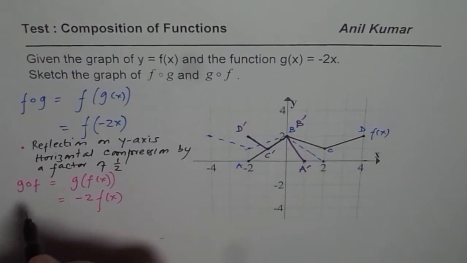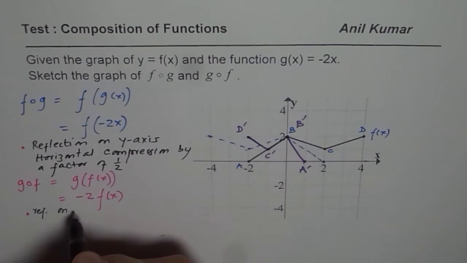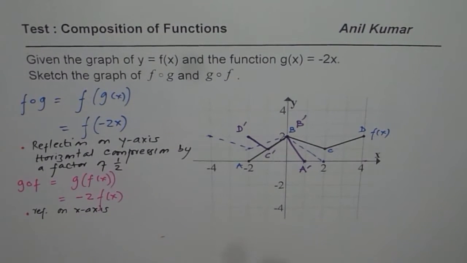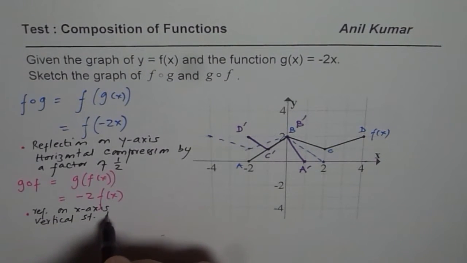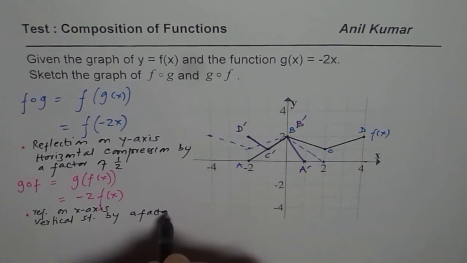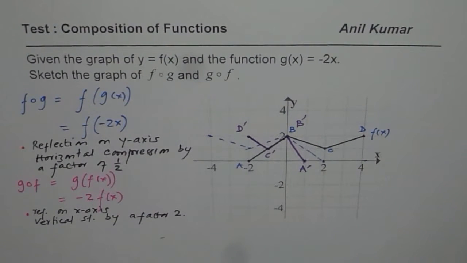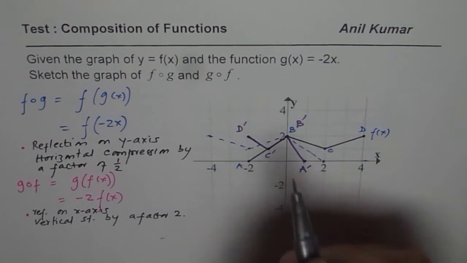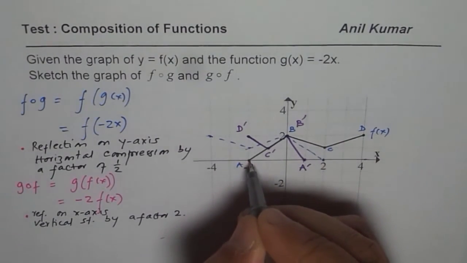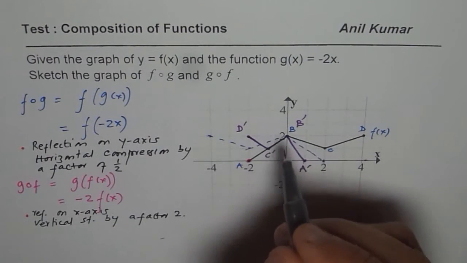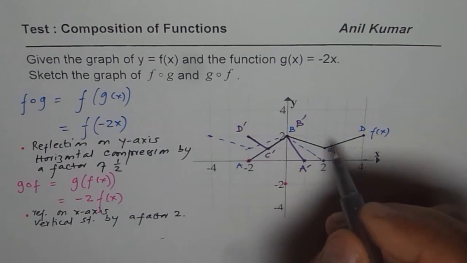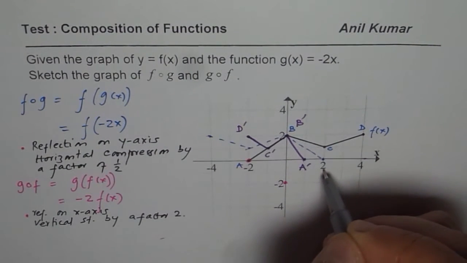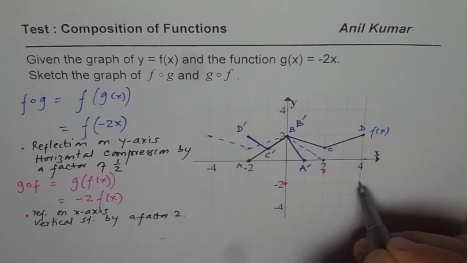Both are vertical. So reflection on x-axis, which is vertical in nature, and the second is vertical stretch by a factor of 2. So both are vertical in nature. That's kind of important to understand, and this is what I want to emphasize. So let's look into the original graph. If I reflect minus 2, it remains there. If I reflect point B, which is at 2, it comes to minus 2. This is all vertical, right? So 1 will appear at minus 1, 2 will appear at minus 2.